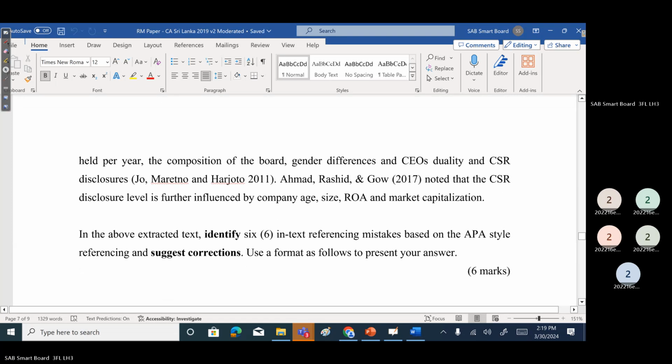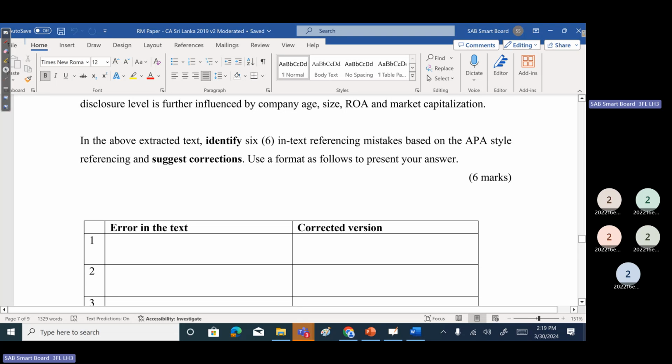Take a further. Joe Marino and Zero 2011. What's wrong with that? And mark it up in the door. There should be an and mark. Then Ahmad, Rashid, and Go. What's wrong here? 2 things are wrong. What's that? You have put the and mark outside the brackets. That's not allowed. You should have A, B, and then text. Is a comma required? No, that's not required. Those are the errors. Identify 6 errors and the correct version. Do the wrong thing and tell the correct version.